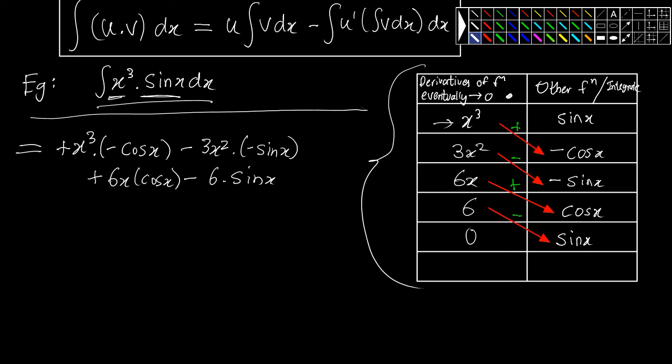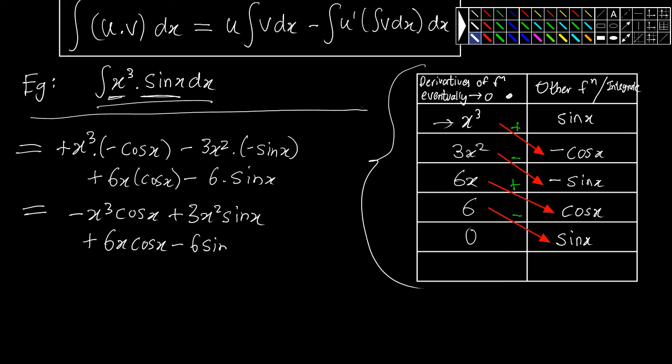Let's rewrite this quickly. Minus x cube cosine x plus 3x square sine x plus 6x cosine x minus 6 sine x. And I believe this is the answer you are going to get for your integral.